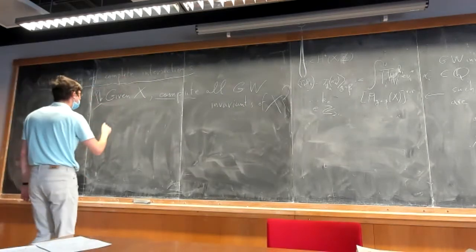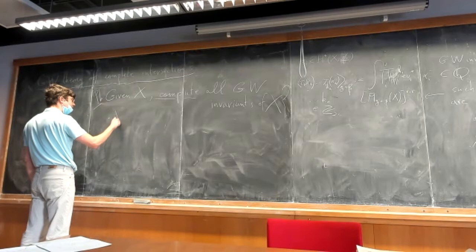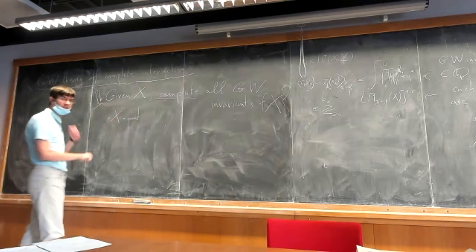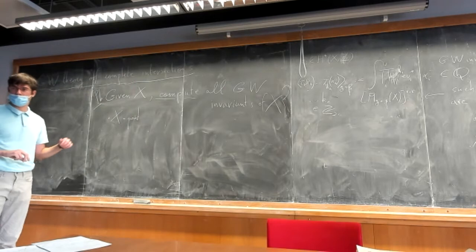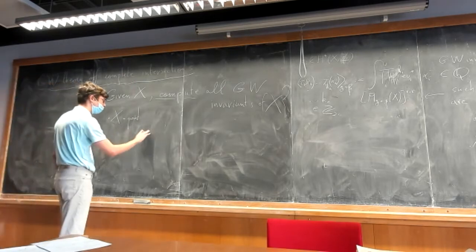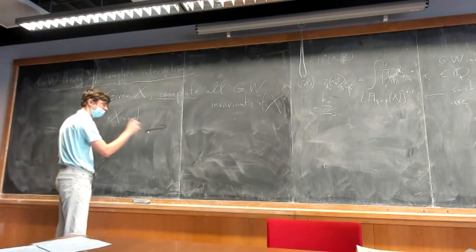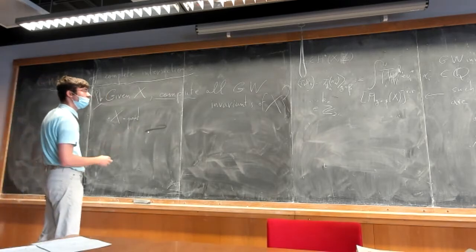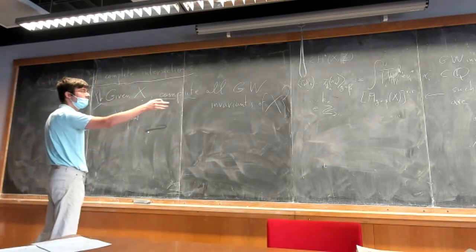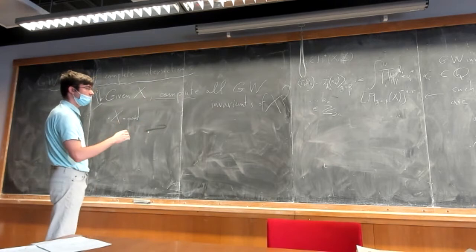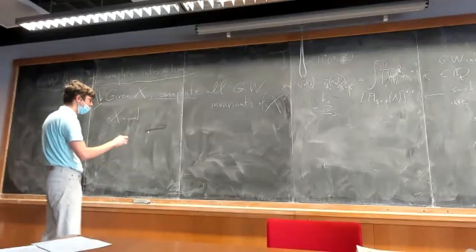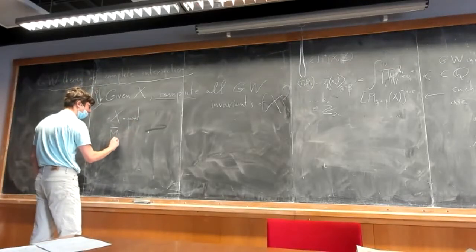So the first case is if X is a point. And maybe it sounds a bit stupid, but actually it is not. So X is just theoretically a zero-dimensional manifold. And maybe it looks stupid, but the reason it's not stupid is because this moduli space is really a moduli space not of curves inside X, but a moduli space of Riemann surfaces mapping to X.